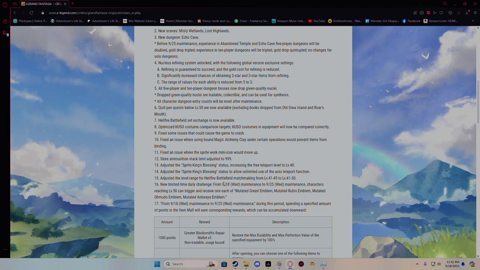Shop ammunition limit now adjusted to 999. Adjusted blessing. Sprite King's blessing, he's teleporting to level 40. Okay, so they're increasing this by 10s. From what I've seen, they're increasing this by 10s. So I'm guessing level 60 will now be level 50 for the Sprite King's Blessing. I kind of like this idea.